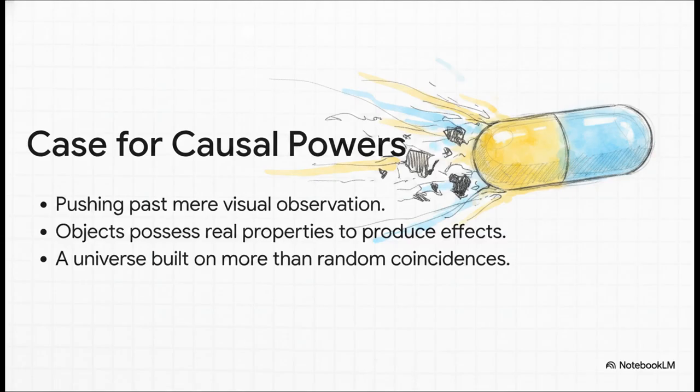We have to push past mere visual observation. Objects absolutely must possess real internal properties capable of producing effects. Because if that medicine has no real internal properties, no actual causal powers, then modern science is kind of an illusion. We must believe the universe is built on a foundation stronger than just random, unconnected coincidences.